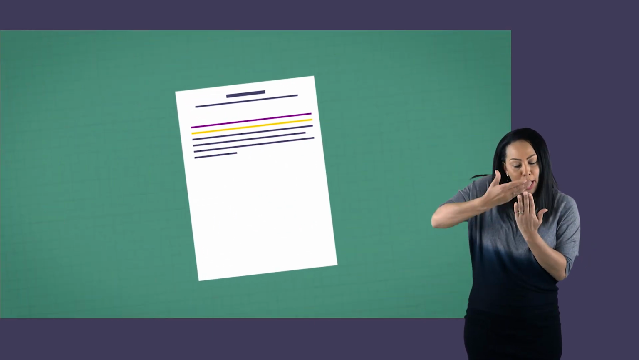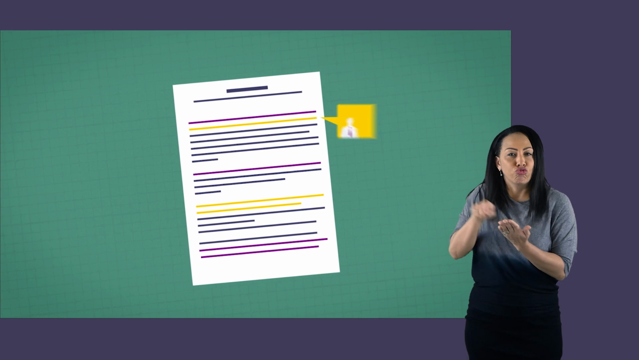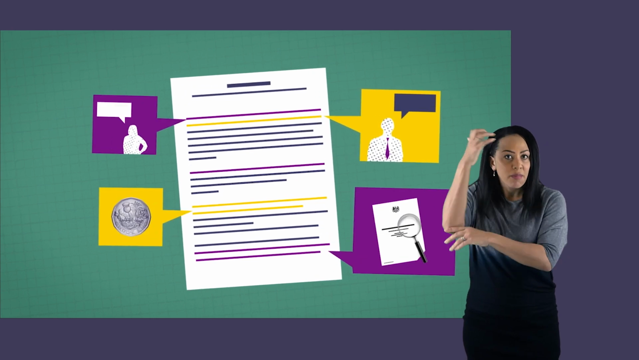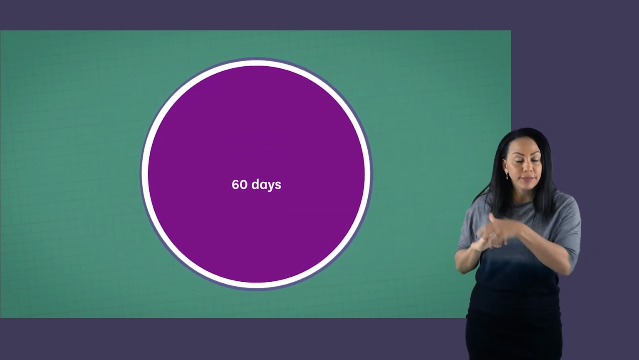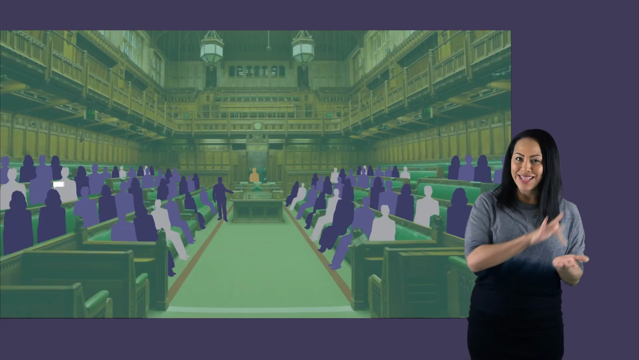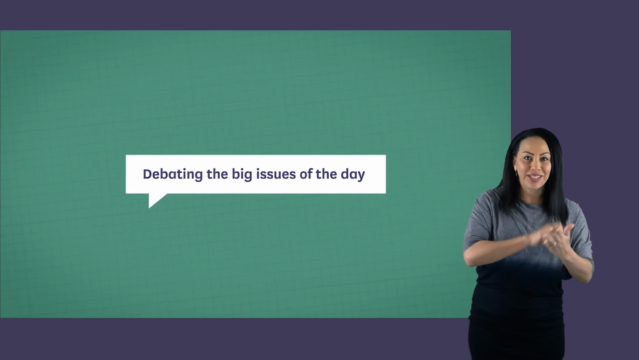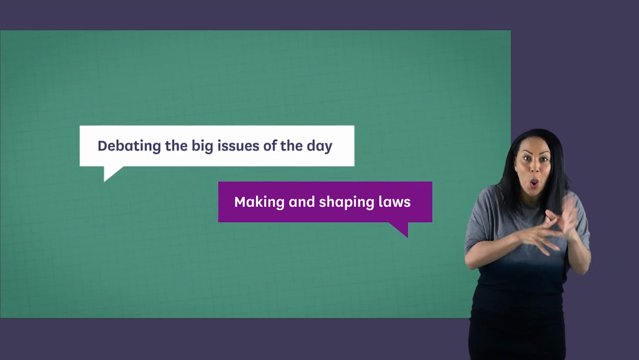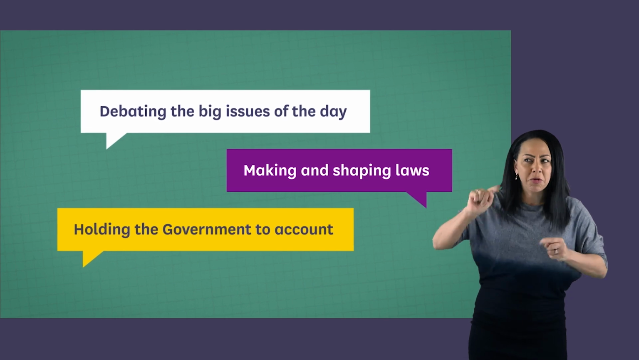At the end of an inquiry, a committee writes a report with recommendations that the government usually responds to within 60 days. So, the House of Commons sits at the heart of UK democracy, debating the big issues of the day, making and shaping laws, and holding the government to account.